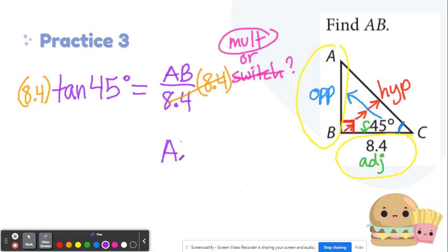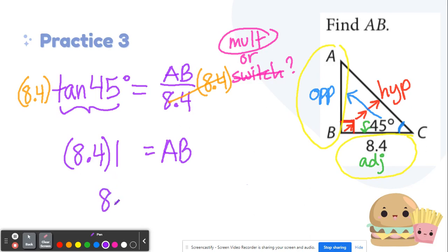Luckily for you, I already know what tan 45 is. Tan of 45 is actually a value of 1. It's very famous. I'm still multiplying with the 8.4, so your final answer is 8.4.